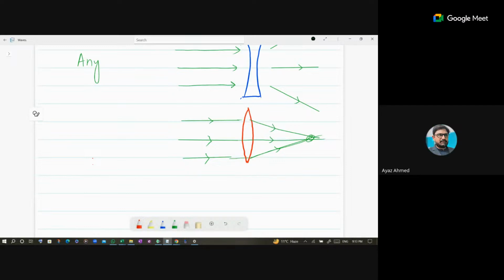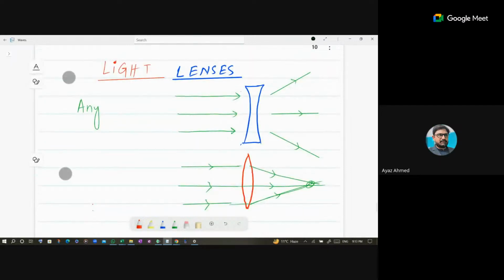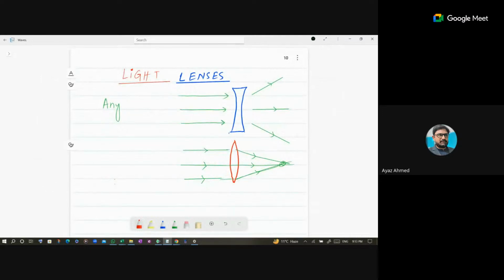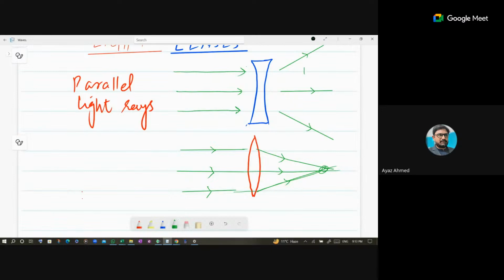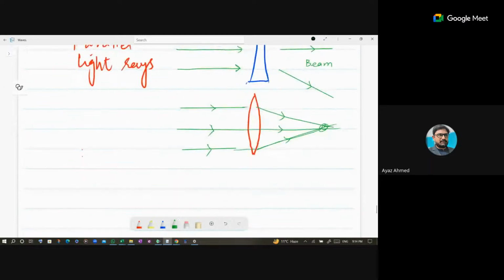So Ariba, as I told earlier in my first lesson, light consists of beams and rays, and we have the parallel light rays over here. These are actually the parallel light rays. So when these parallel light rays are bent, they bend in two ways. One, they are converted into a diverging beam. And this one is your converging beam. The light rays are converged. So this is your converging beam.